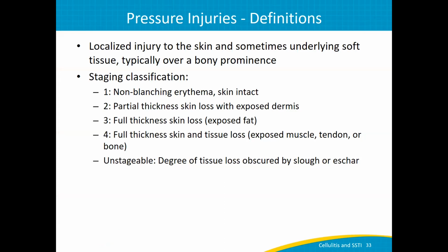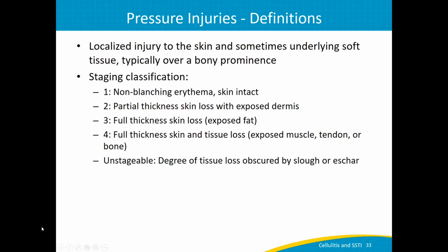So I'm going to move on now to talking a little bit about pressure injuries and pressure injury associated infections. So here we're talking about localized injury to the skin and sometimes underlying soft tissue that typically occurs over a bony prominence. So there are different staging classifications depending on the degree of skin and soft tissue damage.